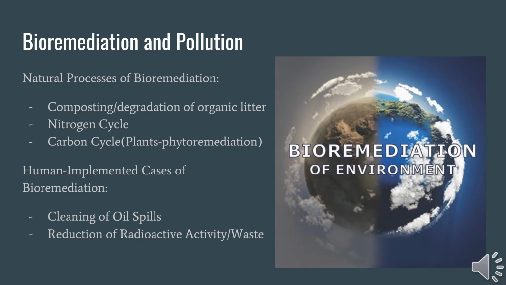Some examples can be found in the natural composting that occurs within the soil of fields and forests, where leaf litter and other organic materials are broken down by decomposers, or even in the cycling of organic elements, such as nitrogen or carbon, nitrogen being processed through bacteria in the soil, and carbon being filtered through plants.